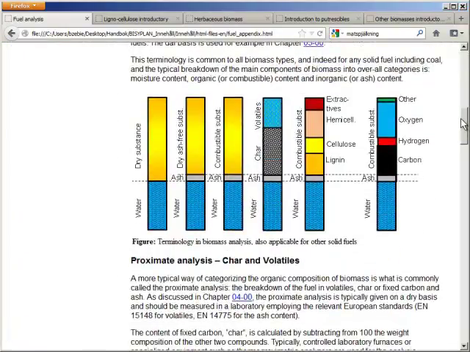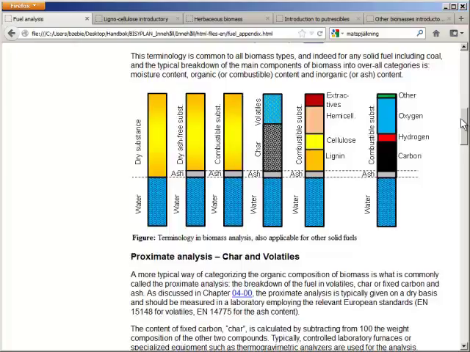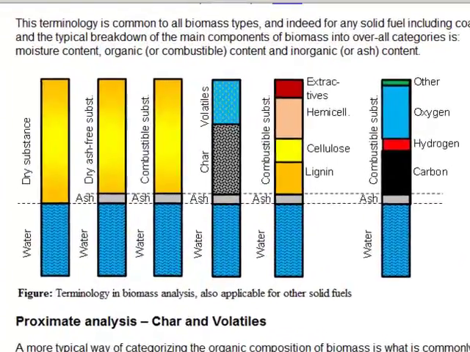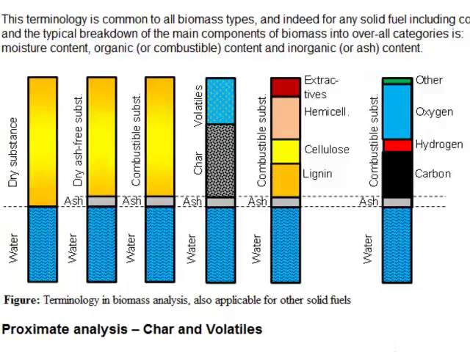Now, in the appendix you will find a figure that describes the terminology to be used with biomass and the analysis of biomass. And you will notice that going from left to right in this figure, we split biomass first in water and dry substance, and then we subdivide the dry substance into ash and a dry ash-free substance. This dry ash-free substance is also the combustible substance in the biomass.